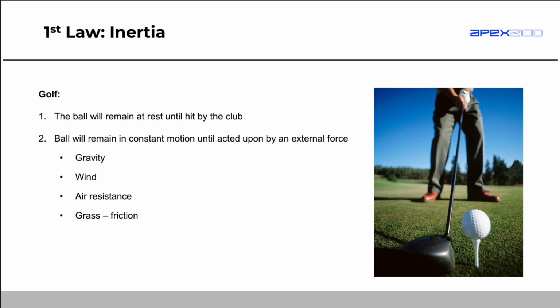If we took this law at face value, it's going to remain in motion until something happens. So the things that can happen, firstly, we've got gravity pushing the ball down. We have wind and air resistance. If the ball hits the ground and is now rolling along the grass, that's going to produce friction as well. So there's lots of different forces that are going to act upon this ball to change its motion.